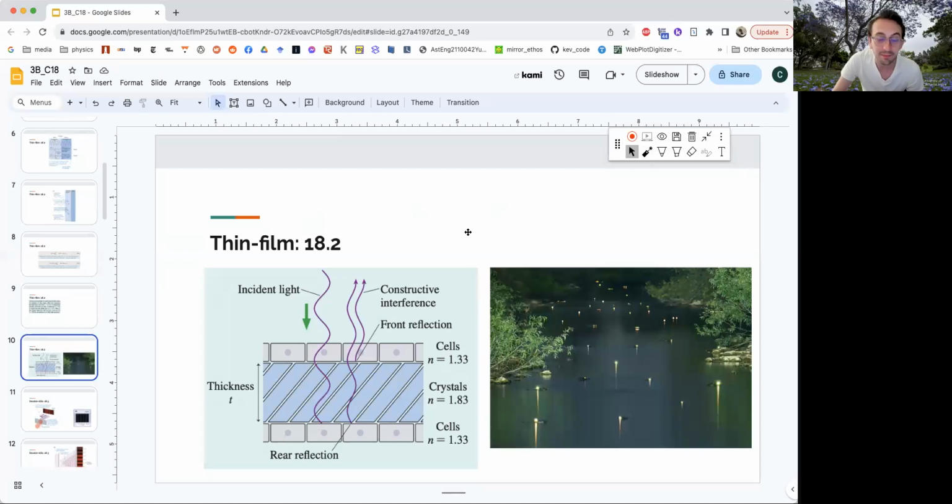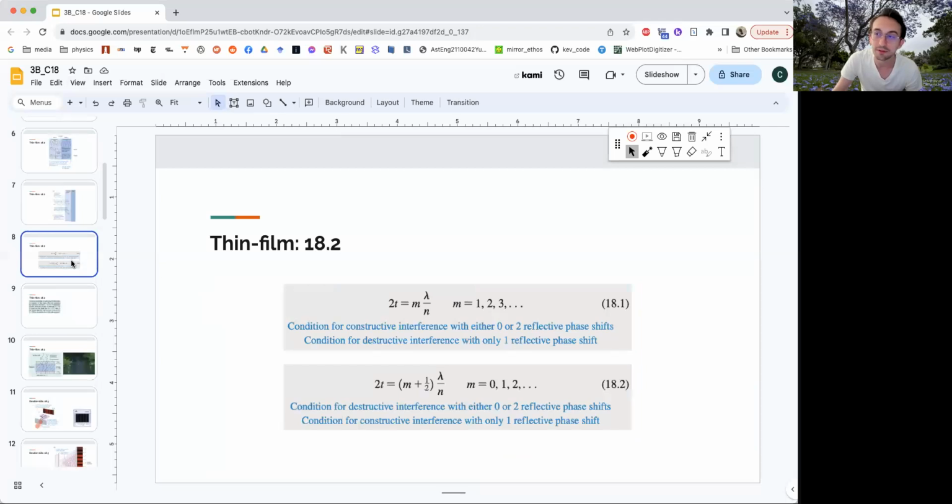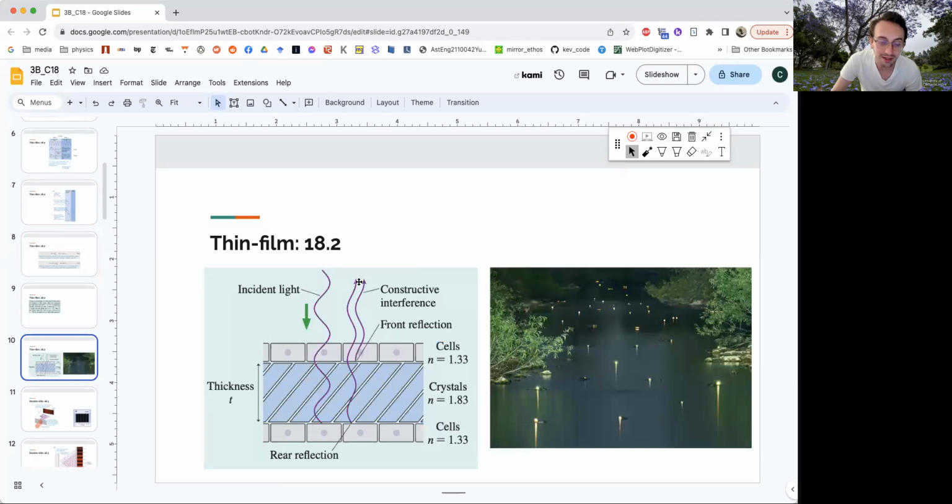But okay, so we left off by looking at thin films, which are effectively wave optical devices, where you have one reflection off of the top surface and another reflection off of the bottom surface of the film. And so as we saw, there are a couple of equations, and in some cases, one of these equations will be constructive and the other destructive, and in other circumstances, they will be flipped.